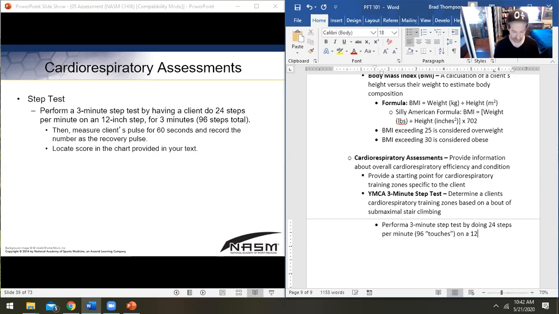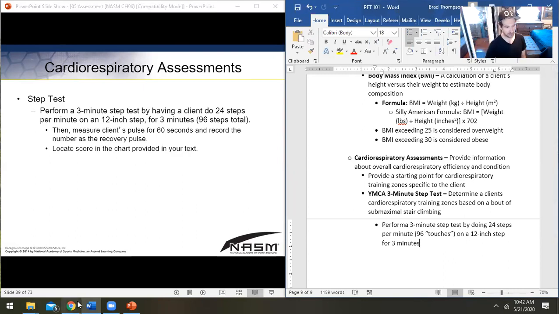On a 12-inch step for 3 minutes, okay? So you are going to do that on a 12-inch step for 3 minutes straight at 96 beats per minute. If they're stepping up, left, right, that's technically 1 step, but it was 4 touches. So 1, 2, 3, 4. And you're going to have them do 96, right? So you set a metronome to 96 steps per minute and ask them to step at that rate.